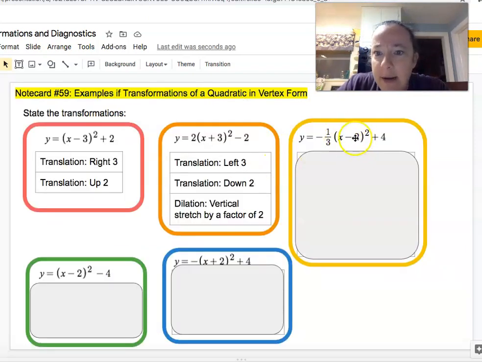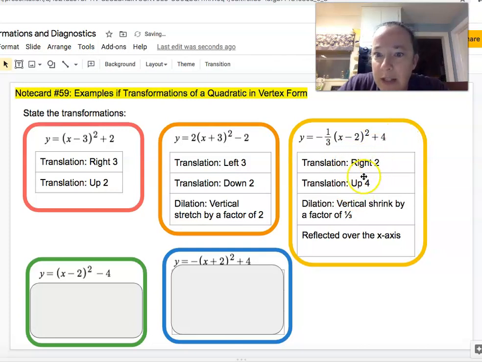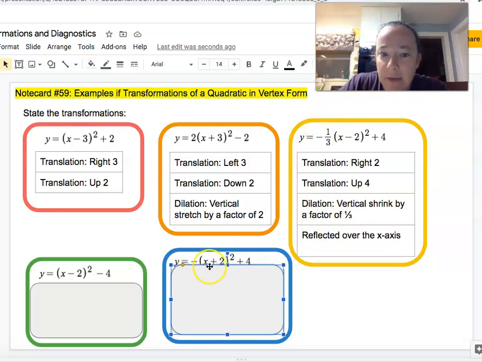What else? This is going to be right 2. Look back at your note card if you need to. This is going to be up 4. So look, right 2, up 4. Both of those are translations. We do have a dilation. We have a vertical shrink by a factor of 1/3, and it's reflected over the x-axis. This one over here is also going to be reflected over the x-axis because we have the negative out front.